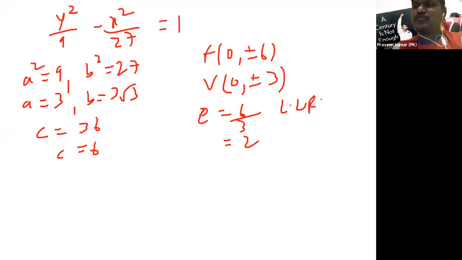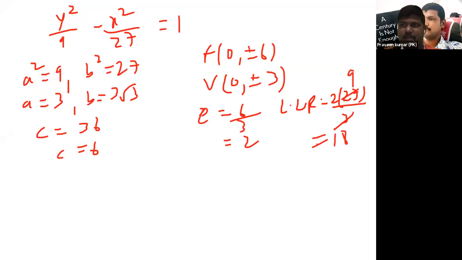Length of latus rectum 2b square by a. b square means 27 by a means 3. 3 nines are 27, 9 twos are 18. Correct? Are you clear what I'm explaining? Yes. Can I give one more question, my dear students? Can I give one more question?